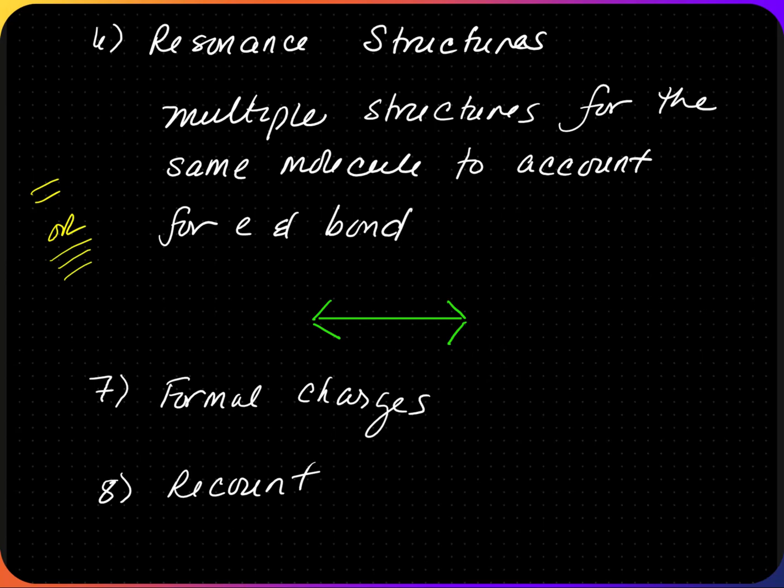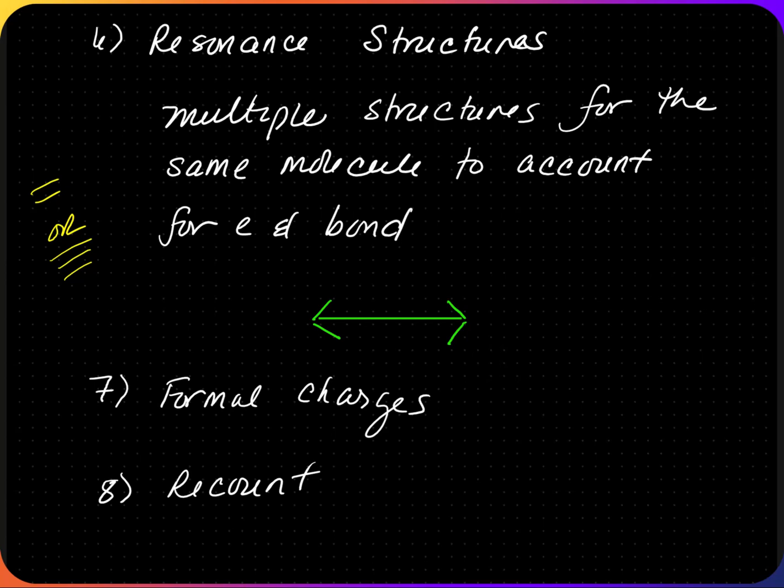Step 7. Formal charges. Formal charges show you the stability of the Lewis dot structure or the molecule. The lower the formal charge, the more stable the structure. So you could determine the most stable structure if you have multiple resonance structures by calculating the formal charge.